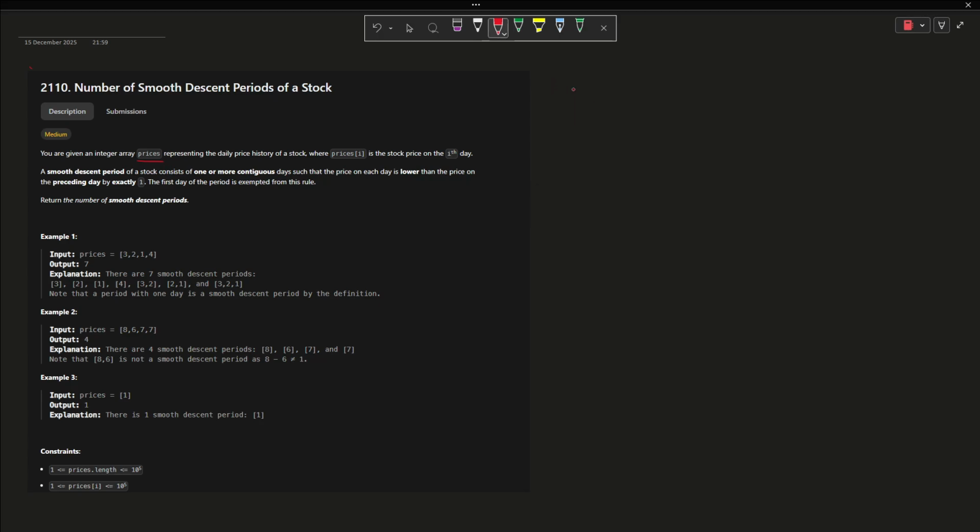Let's say you have days starting from 0, 1, 2, 3, and for each day you will have some price. Like, if you consider this, it can be 3, 2, 1, 4, and so on. A smooth descent period of a stock consists of one or more contiguous days such that the price on each day is lower than the price on the preceding day by exactly one.